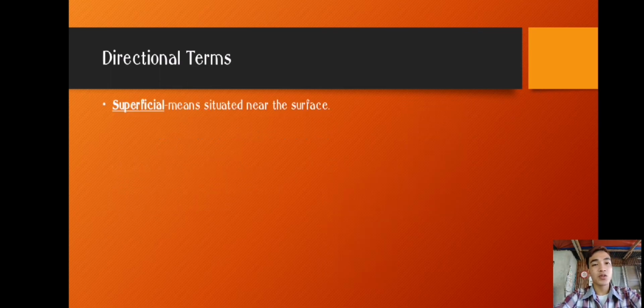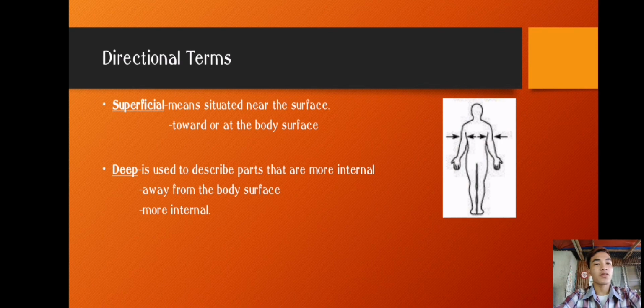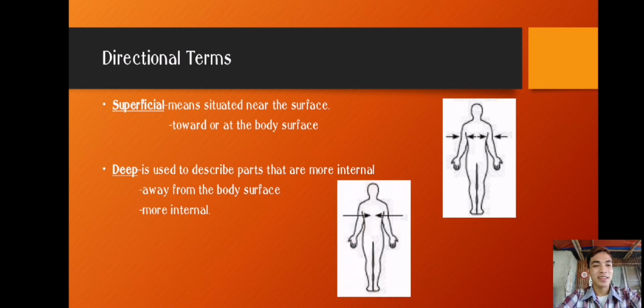Next, we have superficial, means situated near the surface, toward or at the body surface. This. Next, we have deep, is used to describe parts that are more internal, away from the body surface, or more internal, again, like this.